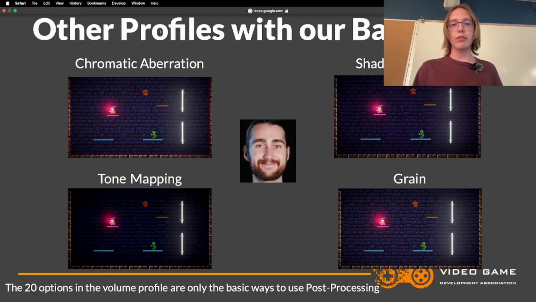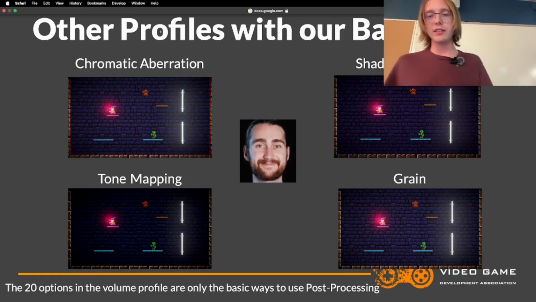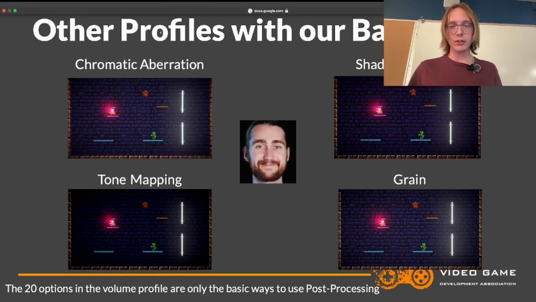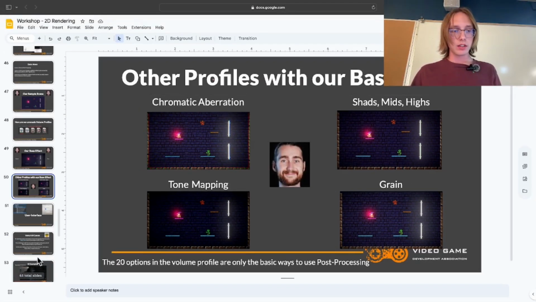So now here are some other effects as well. Chromatic aberration, you can see around the border of the picture, like this little weird RGB effect. It's a little harder to see on the slide, I realize, so I'm just going to go into the game and show you guys.